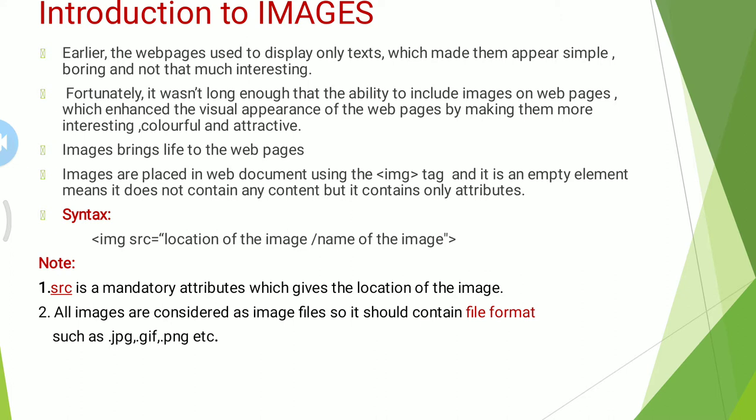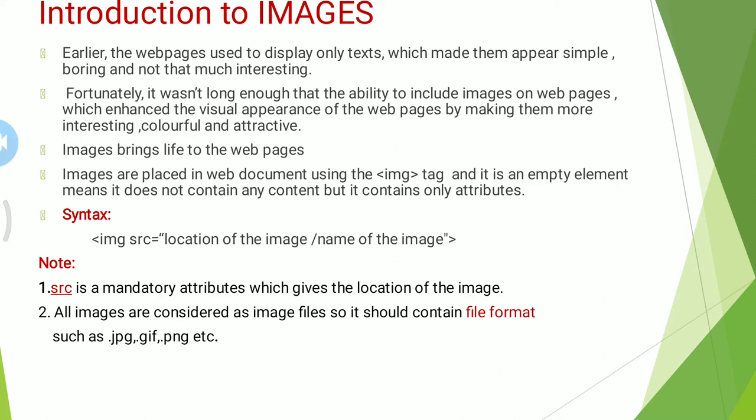Now come to the src. What is the src? src here is called an attribute. src stands for source, and this attribute gives the name of the image or the location of the image, and it is a mandatory attribute, because the browser needs to know from where to take the image. If you give the location, then only the browser will pick the image from that location and display it on the browser window. So that is why source is compulsory. Source gives the location or the name of the image.